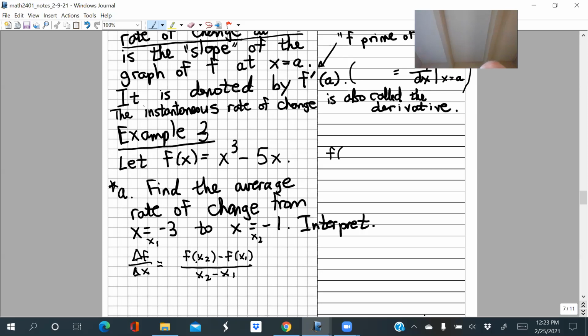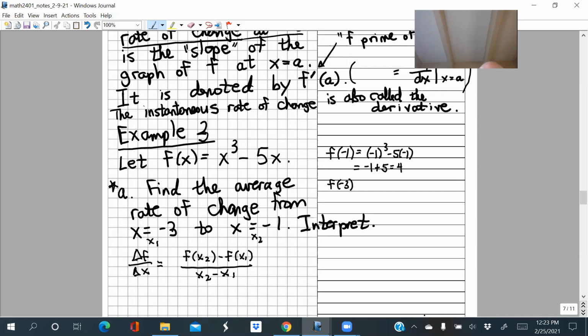So f of x2, that would be f of -1, right? So that would be -1 cubed minus 5 times -1. Zamir, what's -1 cubed? -1. Yeah, that's -1. And then -5 times -1 is +5. So you end up with 4. All right.